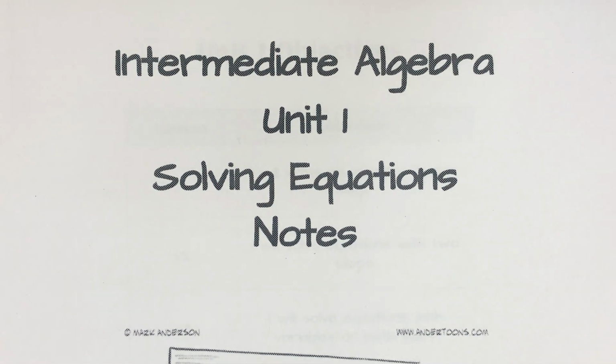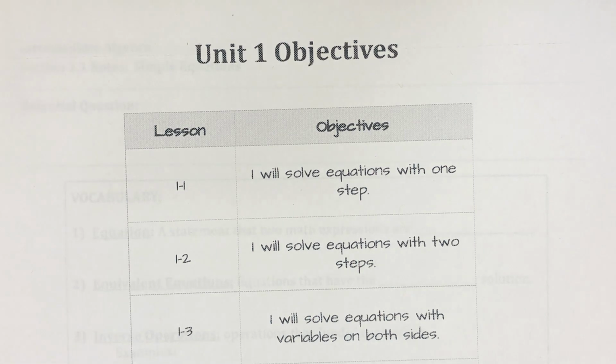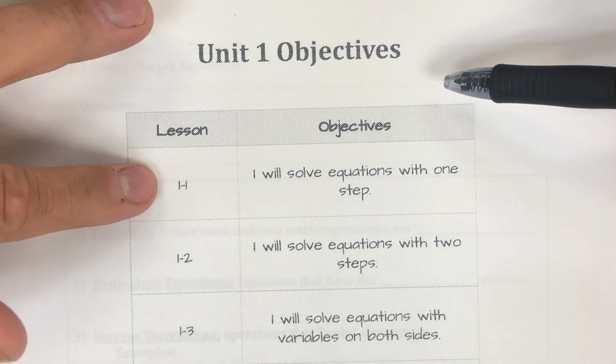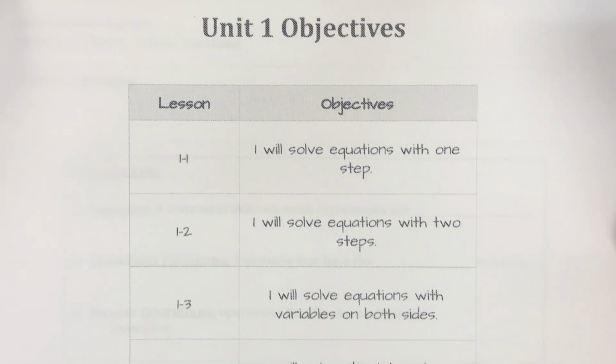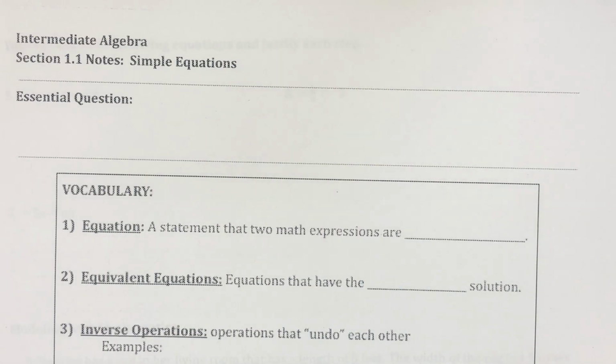All right, Mr. Ahmed here, getting ready to start up Chapter 1 for Intermediate Algebra. And Chapter 1 really involves solving equations. We're going to start off with, in the first page, you'll see objectives for each lesson, 1-1, 1-2, 1-3, etc. Those correlate with the assignments in the Big Ideas textbook that we will access online. So our goal for today, Unit 1.1, is to solve simple equations.